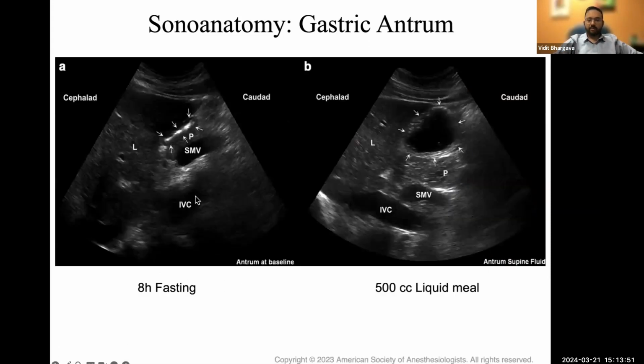These are another set of pictures from, I want to say, ASA website. So this is the stomach antrum. As we can see, it looks completely collapsed in a patient after 8 hours of fasting. It looks well distended. You can still see the anterior and posterior walls after a 500 cc liquid meal. And like we said earlier, in this case, you don't see the aorta, you can see the IVC and the mesenteric vessels here.